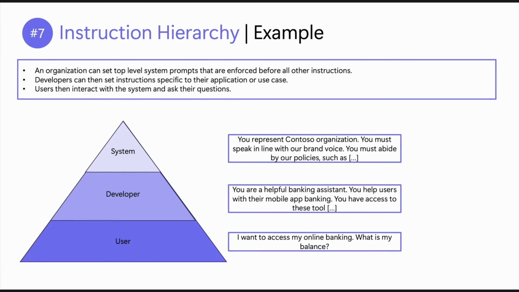So here you can see an example might be like the system message, you could set that at the organizational level. You say, you represent our organization, here's the brand voice, these are the policies you must follow, and developers can't override that system prompt. Developers can put application specific logic, like you're a banking assistant, you help people with their mobile app, you have access to these tools. But the system message of the organization would override that developer message. And of course, both of these messages override the user's message. I want to access my online banking, what's my balance? And if they put anything nefarious in there, it overrides that too.